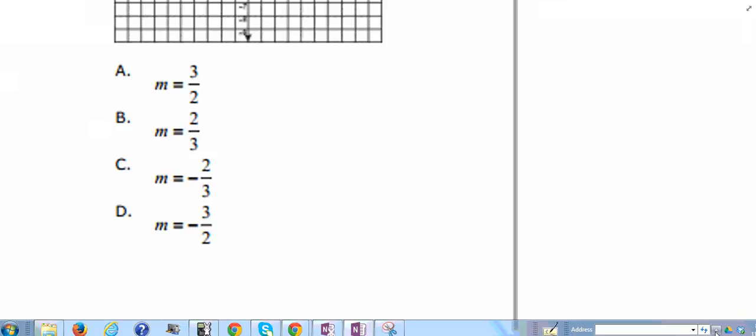Okay, so just use your formula chart, plot some points if you need to, and slow down and just eliminate answer choices.